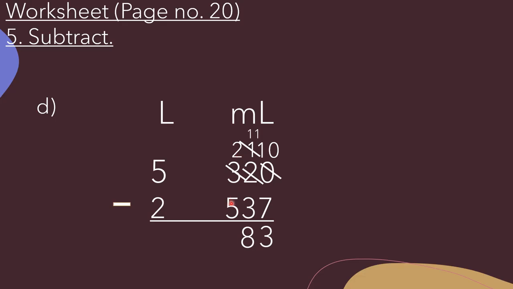Now 2 minus 5, that is again not possible. So here this 2 will take borrow from 5. Okay. So this 2 will become 2 plus 10, 12 and this 5 will become 5 minus 1, 4. Now keep 12 in your mind and 5 on your fingers. Now we have to speak backward counting. 11, 10, 9, 8, 7. So here we will write 7. Now 4 minus 2, that is equal to 2. So what is the answer? That is 2 liters 783 milliliters.